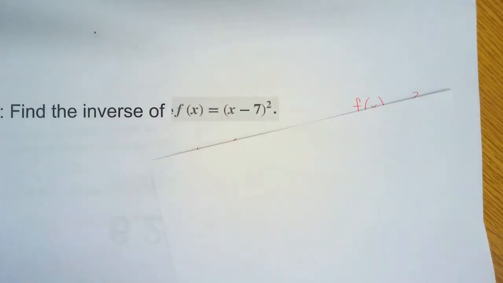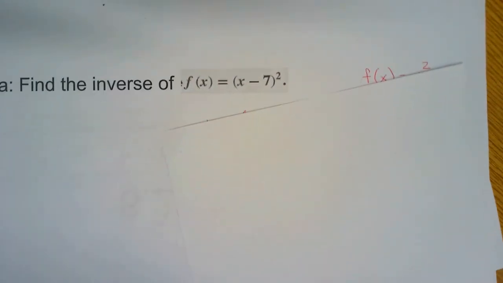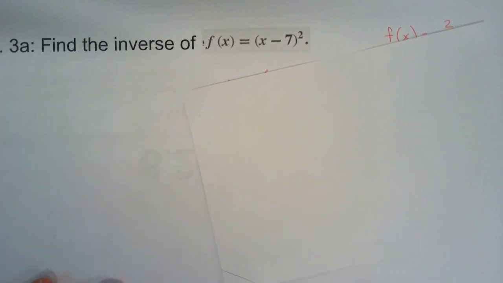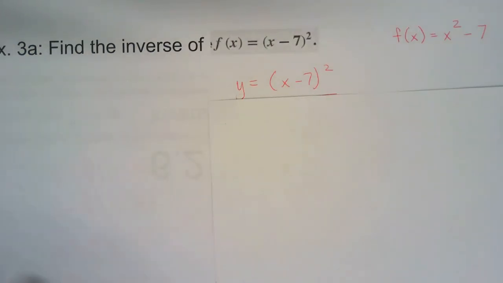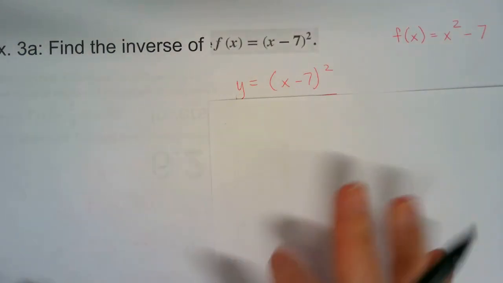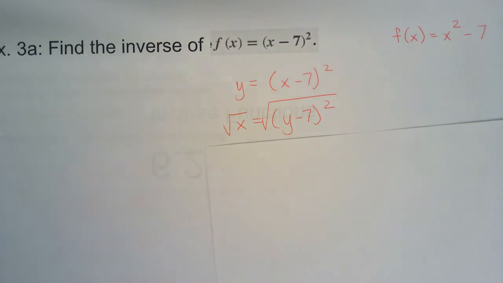Okay, what does it look like when it's not linear? So what would we have to do if we needed to find the inverse of f of x equals x minus 7 quantity squared? Steps are still the same. So I am going to solve. I'm still going to replace them. So I'm going to put y equal to x minus 7 quantity squared. I'm going to swap my x and my y.